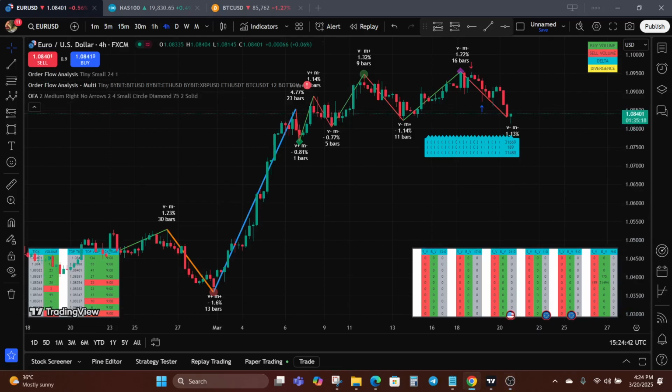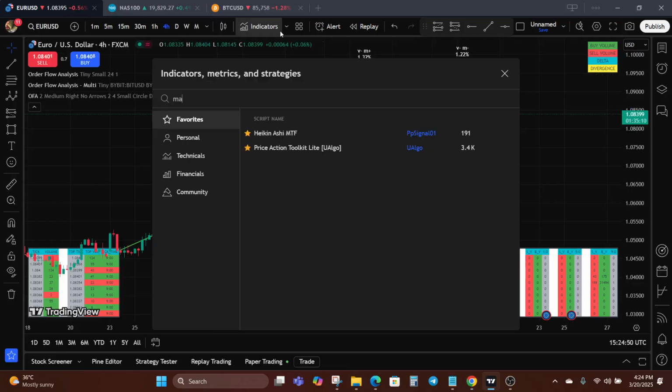Now let's talk about market depth. Market depth actually shows the amount of buy and sell orders at various price levels.